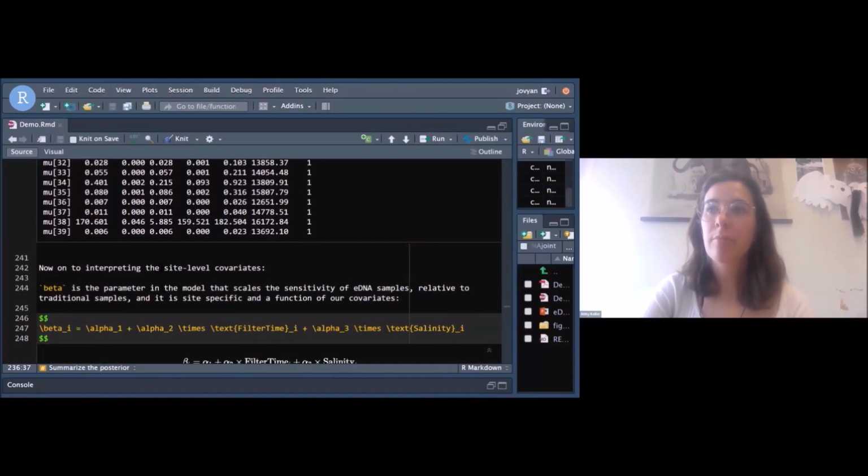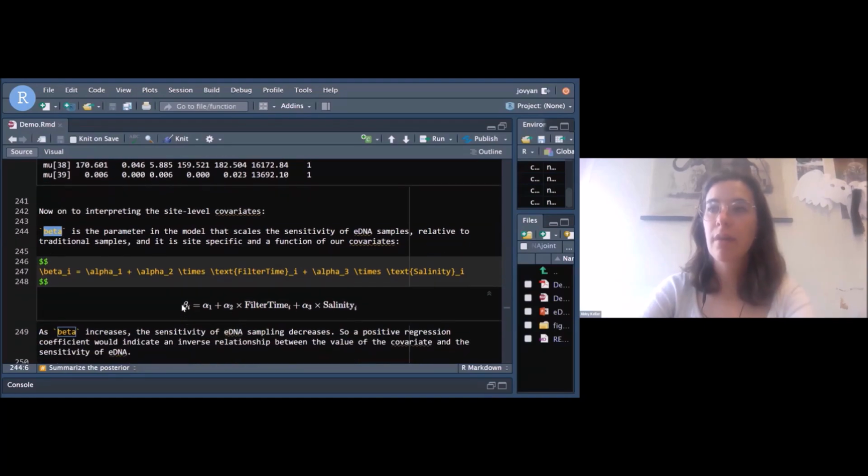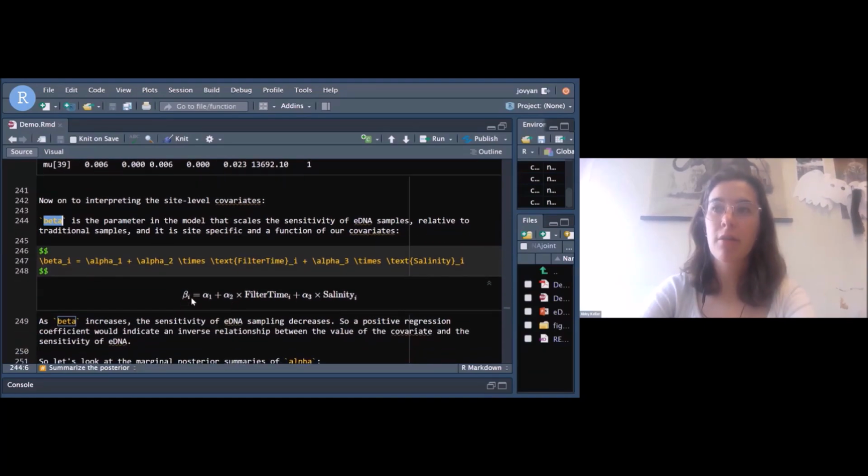So next, we want to interpret the site level covariates. Beta is the parameter in the model that scales the sensitivity of eDNA samples relative to traditional samples, and it's a function of our covariates. The way that our covariate data enters the model, it's a linear regression where beta for site i is a function of the filter time at site i and salinity at site i. We have this regression intercept and the coefficients for these two covariates.